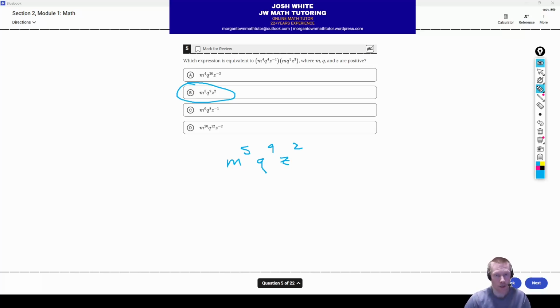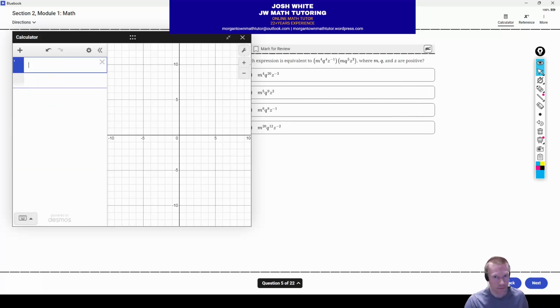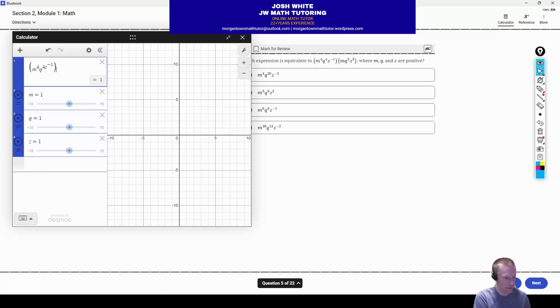Now, technically, you could also do this one in Desmos. You just have to add some sliders. So here's how you could do that. First thing we have to do is type the original expression, and I'm going to add sliders for all. Just keep them all as one for right now. And now you've got to put in the second part of it.